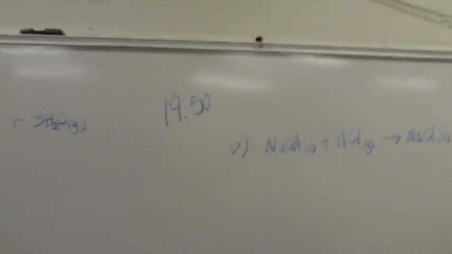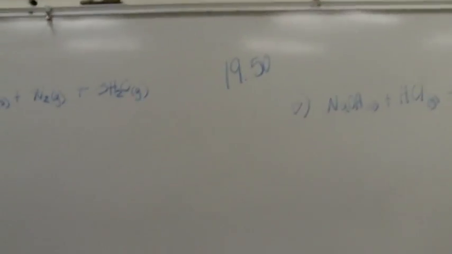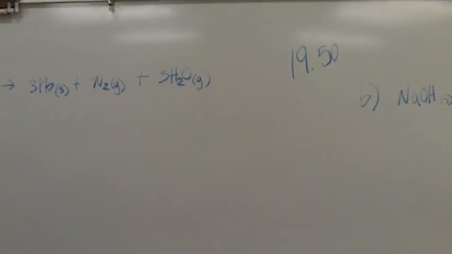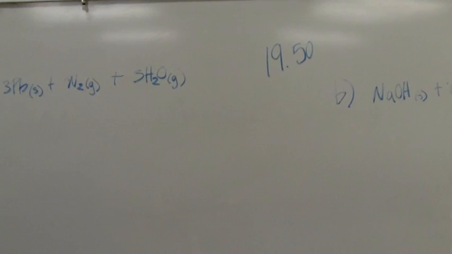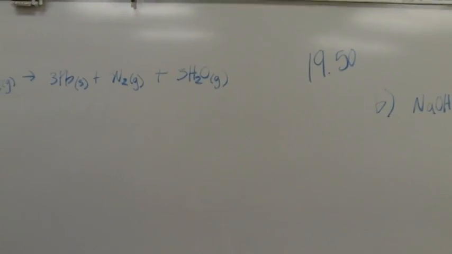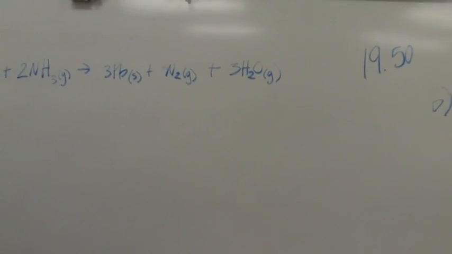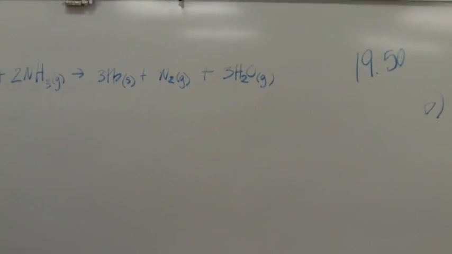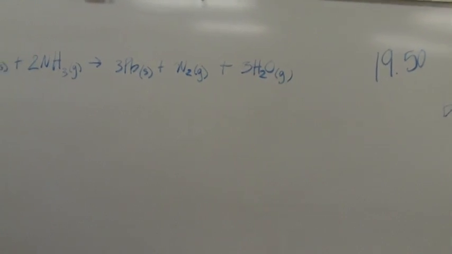19.50, calculate the change in enthalpy and the change in internal energy for the following reactions at 25 degrees Celsius. If necessary, refer to the data table in C.2 in Appendix C. So we'll just run through these equations. First thing that we're going to do is find the enthalpy for everything. So let's do that.